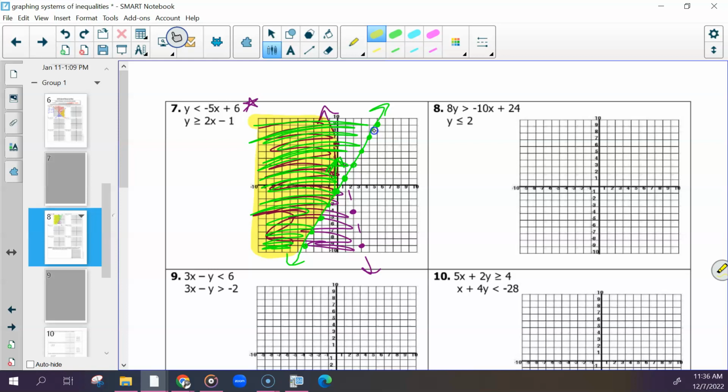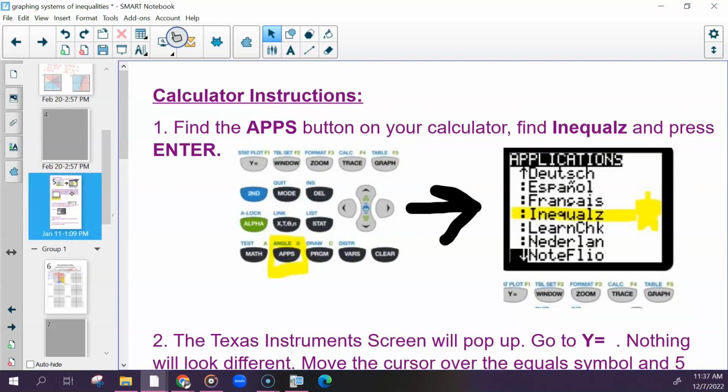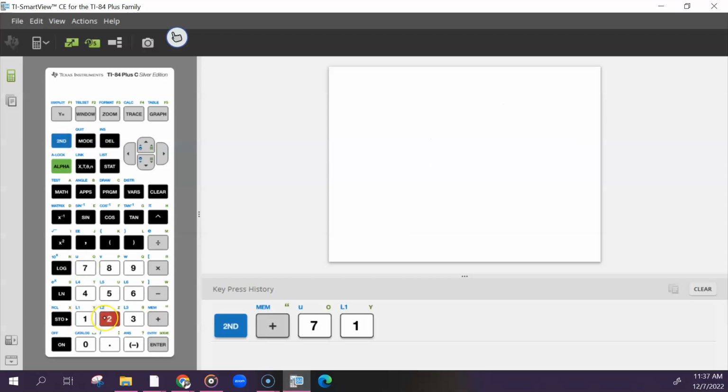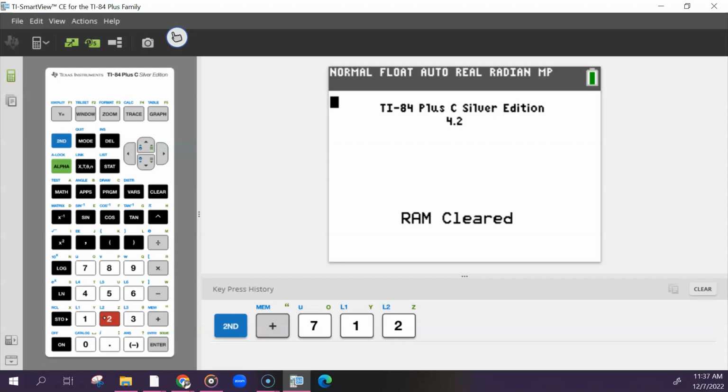Turn to the page ahead of you, skip the calculator instruction page, and grab your calculator if you didn't already. If you already have your calculator, reset it. Second plus 712. These are very similar to the instructions we did before. We're just now going to do two at the same time.